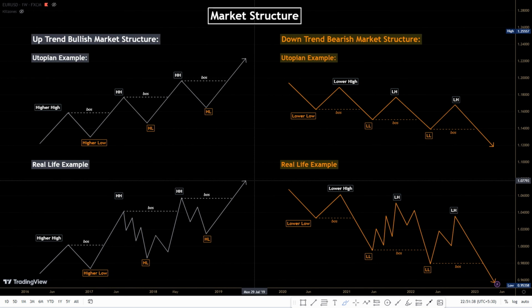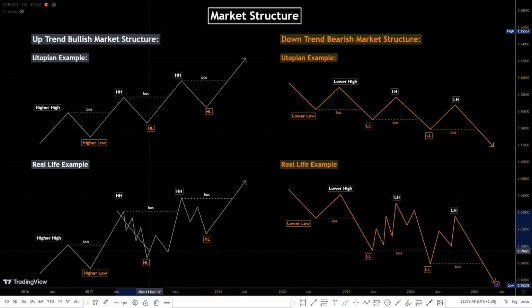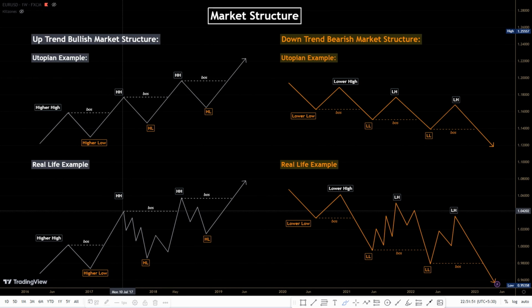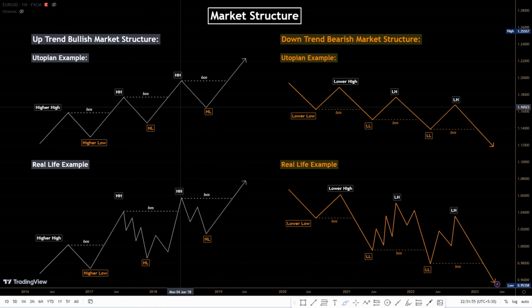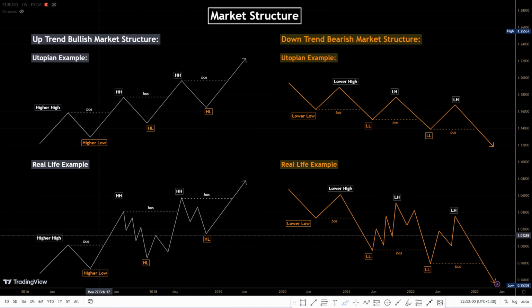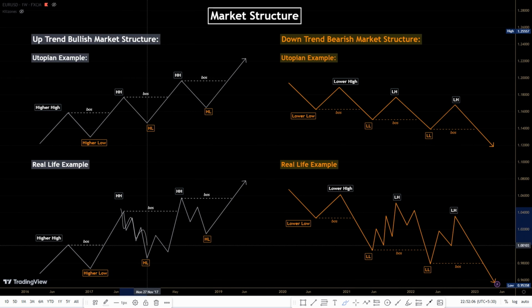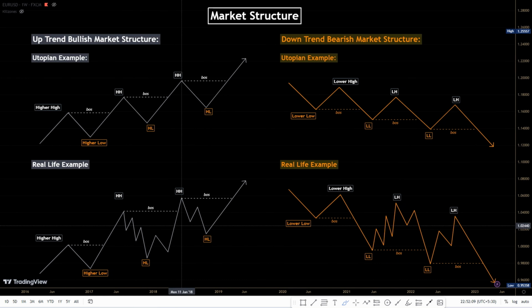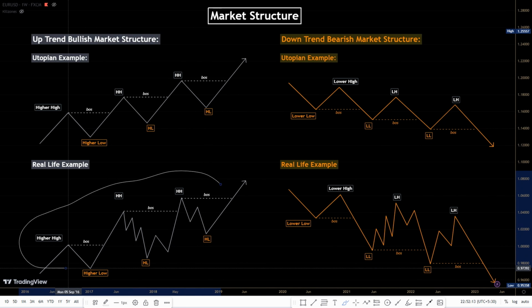Now this is the real life example. So in the chart you can see that price is not coming like in the utopian example. The price is pulling back in a corrective wave. After the corrective wave, again it creates a minus structure and again price goes in the upward direction. So price is not directly coming like this. It comes back in a correction, then again it goes in the upward direction, again it forms a correction. So this is the real life example.